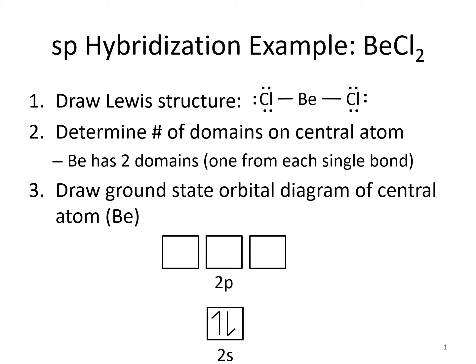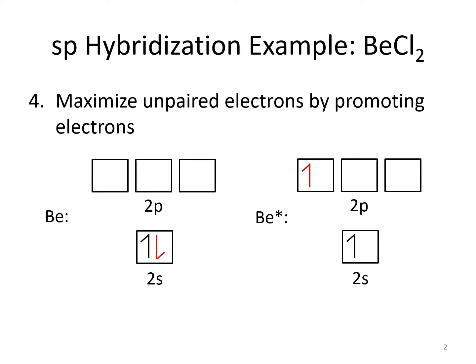We have left the 2 electrons in the 1s orbital out of this diagram because core electrons are not involved in hybridization. Maximize the unpaired electrons by moving paired electrons out of lower energy orbitals into higher energy orbitals. In this case, we take an electron out of the 2s and put it into an empty 2p orbital. There is an energy cost associated with this, but it gets made up for when the atom bonds.